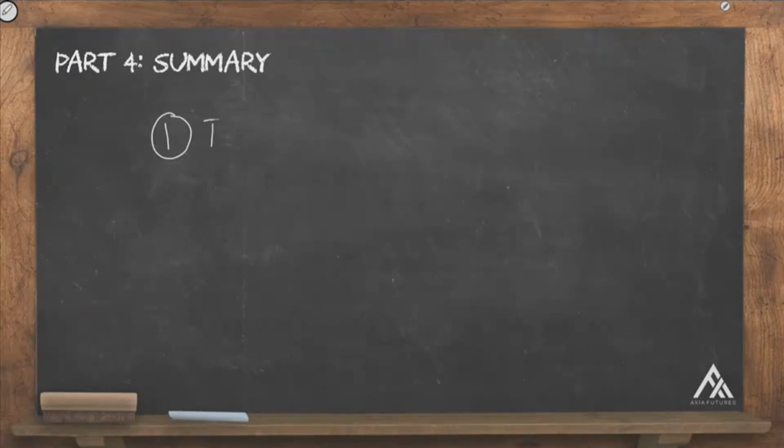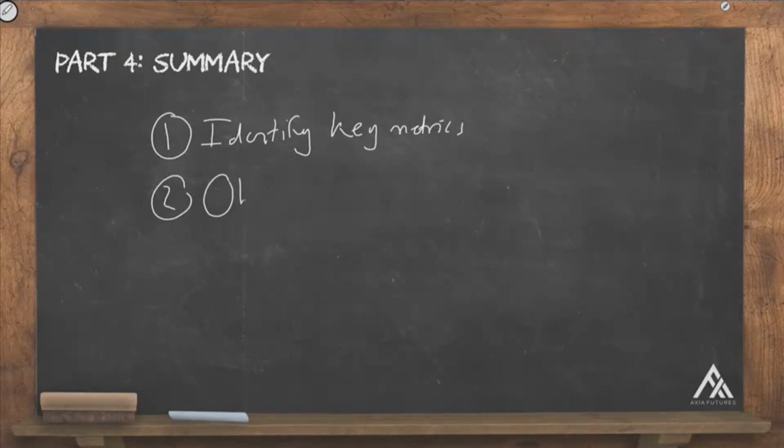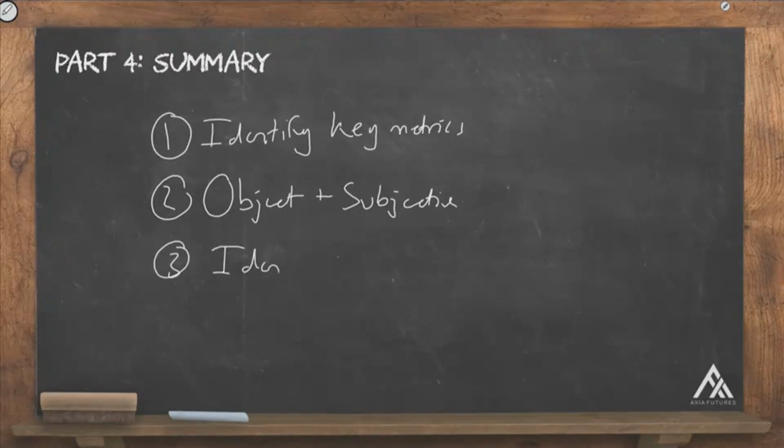Step 1 was to identify the key metrics. Step 2 was we want to do an objective and a subjective analysis. And step 3 was we want to identify the anomalies.